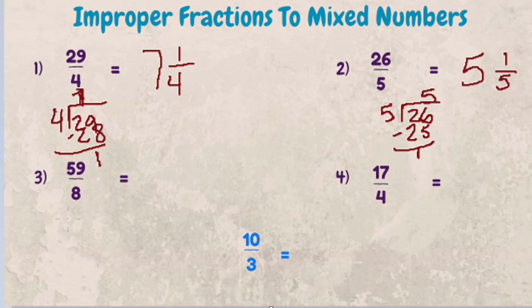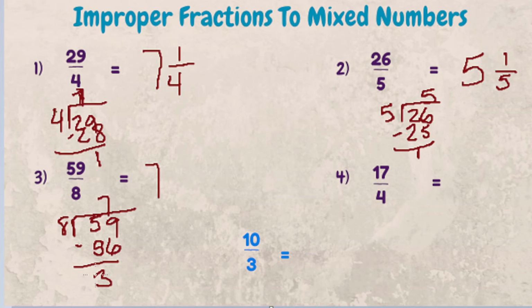Third example. Let's find out what 59/8 is. So we divide 8 into 59, which goes 7 times. That gives us 56 and a remainder of 3. So our whole number is 7. Remainder of 3 goes over our denominator of 8. And we have 7 3/8. Double check again. 8 times 7 is 56. Plus 3 is 59.